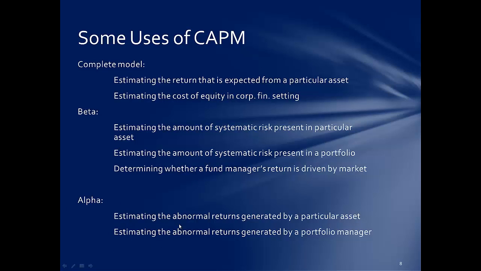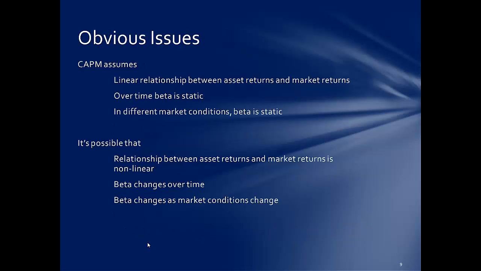We use alpha to estimate the abnormal returns generated by a particular asset. And we also use alpha to give us an estimate of the abnormal returns generated by a portfolio manager. This gets back to the discussion just a second ago. We're worried about the beta of a fund manager. We want to know how much of the fund manager's returns are simply a function of the market. This alpha tells us how much of the fund manager's returns are not a function of the market. And so alpha, in many regards, is considered a measure of fund manager acumen.